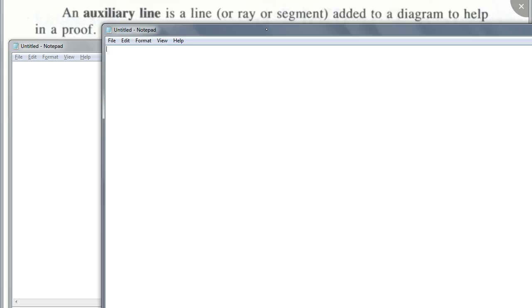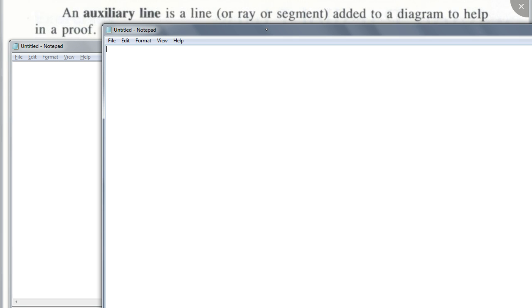Who wants to read for us what this says? An auxiliary line is a line. Anybody want to read? Yes, John? An auxiliary line is a line or ray or segment added to a diagram to help it. Yeah, it's added to a diagram to help us do a proof.